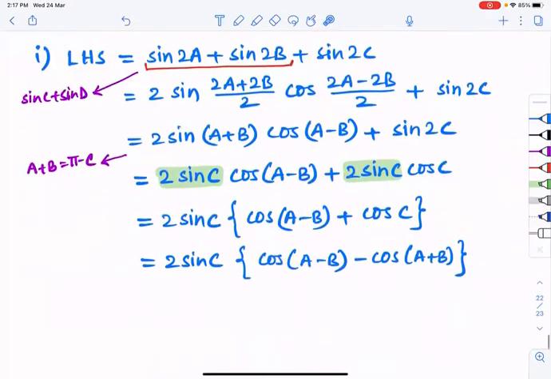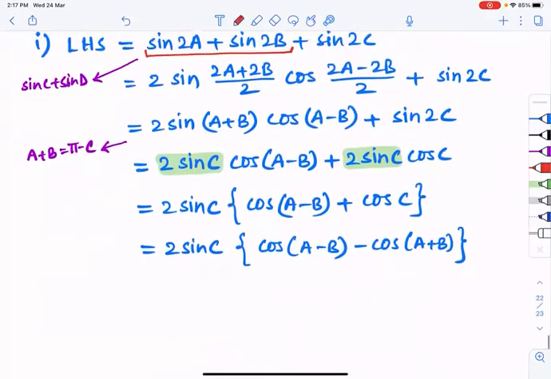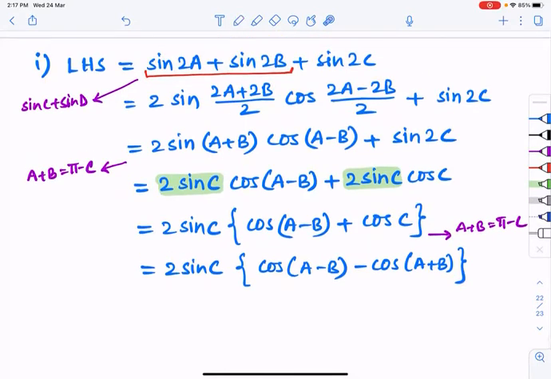That's what I have done here. So in this step also, what I have done, I have used this A plus B equal to pi minus C. This is what I have used at this step also. Okay, so this condition is used 2 times. Again, I am telling you, once it is used here to reduce A plus B to C. Again, we have used the same thing to get C to A plus B.